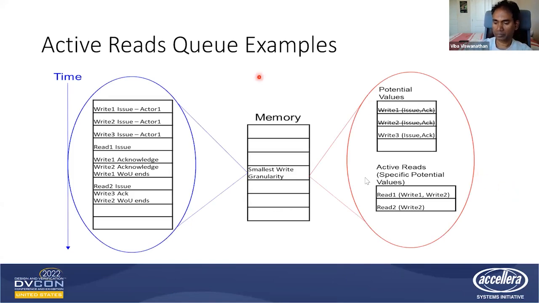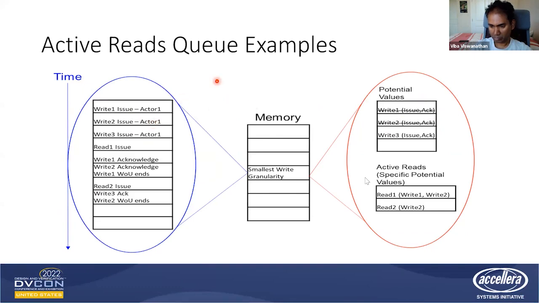This example shows how the active reads queue can solve the problem of reads and writes that are simultaneously outstanding. On the left side, we show how the events unfold in time as time progresses from top to bottom. On the right, we show the final state of the potential values queue and the active reads queue after all these events have occurred in time.